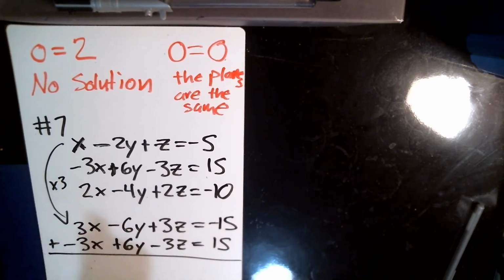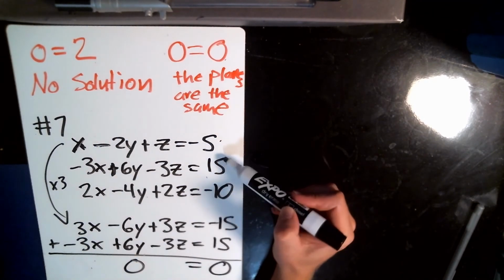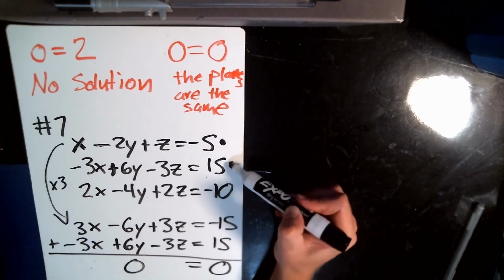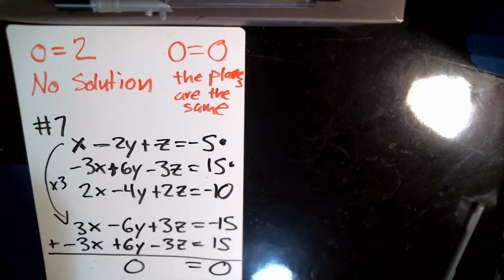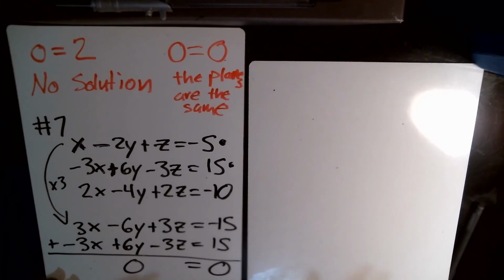Now what happens when we add those 2 together? The x's cancel out, but also the y's cancel out. The z's also cancel out. So we just get 0 is equal to 0 here. Okay. So what does that mean? It means that these 2 planes, the 2 that I was combining, these 2 right here, those are actually the same plane. Okay, they have exactly the same points on them.